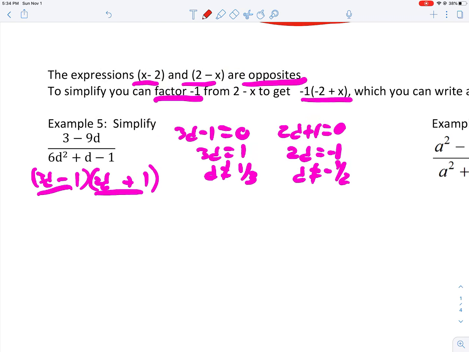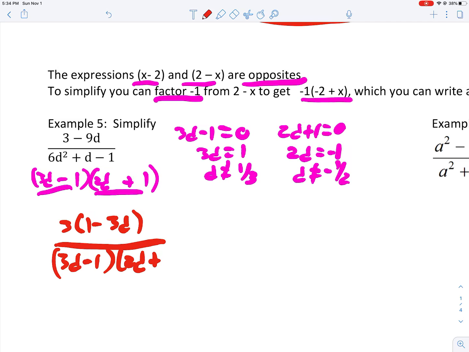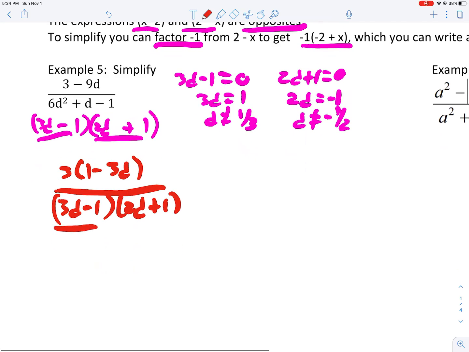So now I notice that there's a GCF in the numerator. So if I factor out a 3, that would be a 1 minus 3d. So we have 3d minus 1. We have 2d plus 1. So the 3d minus 1 and the 1d minus 3 are very similar. They're just opposites. So what if I change to, instead of factoring out a positive 3, a negative 3? That would change those signs. So now they're identical so that they can be reduced.